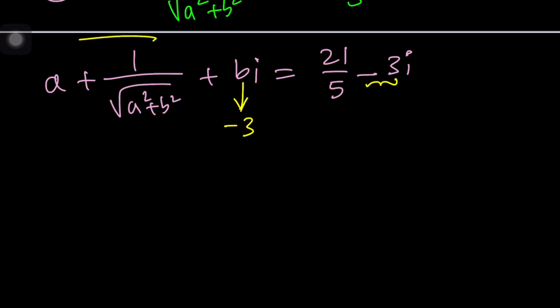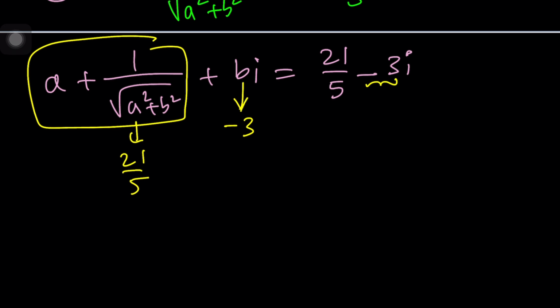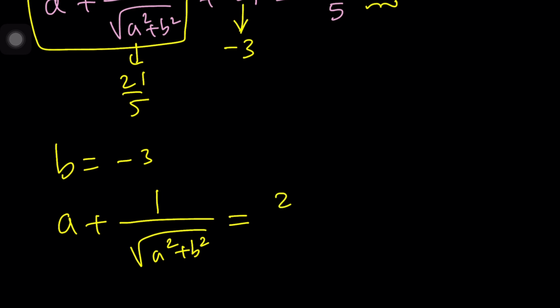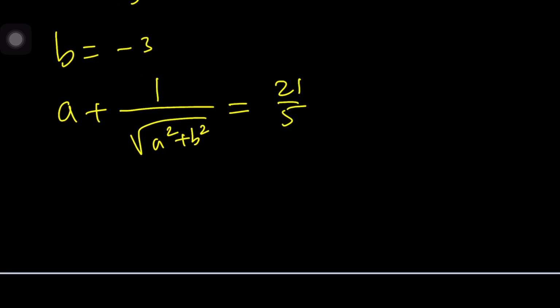So this is the real part, and that's equal to 21 over 5. But one thing that's good is that I know b is equal to negative 3. Beautiful. Let's go ahead and write this down. The real part gave us something real hard, right? But we know that b is negative 3.